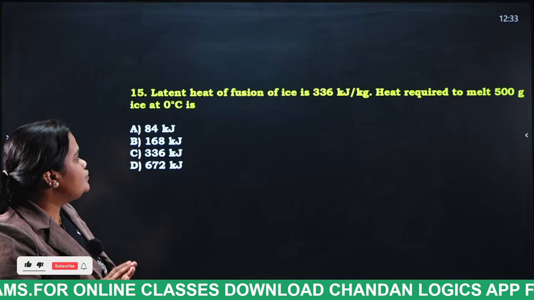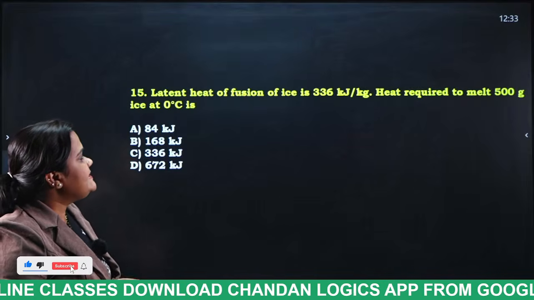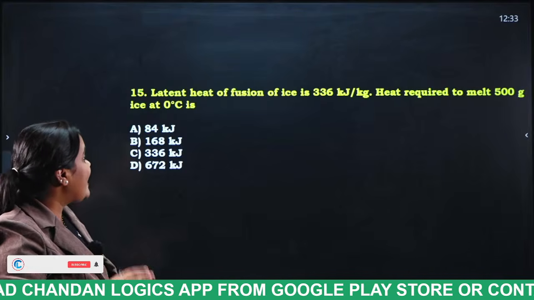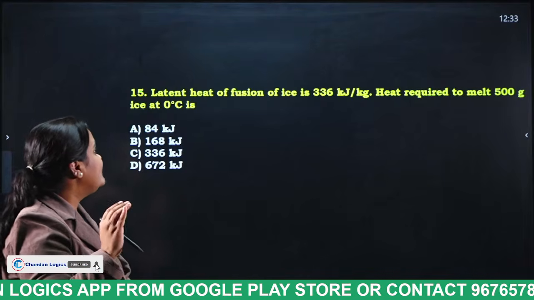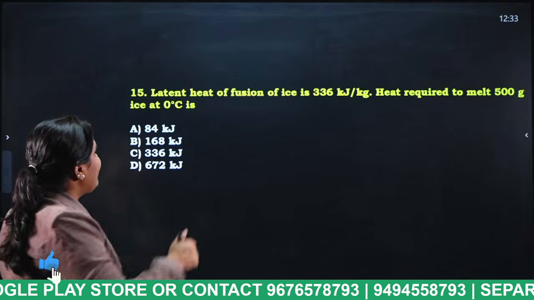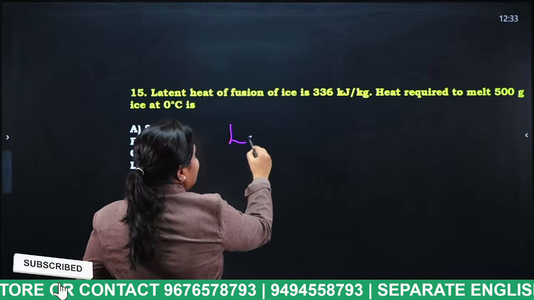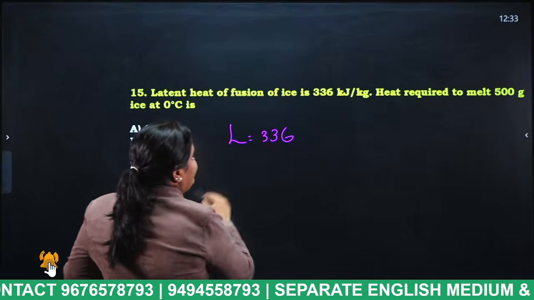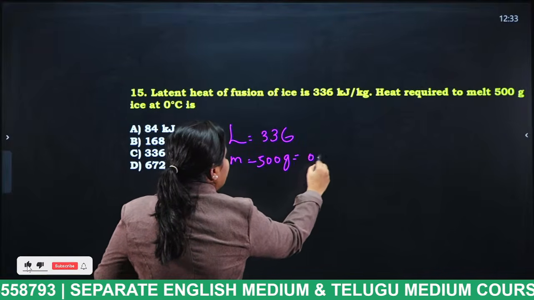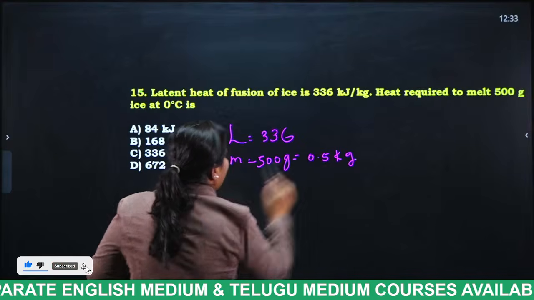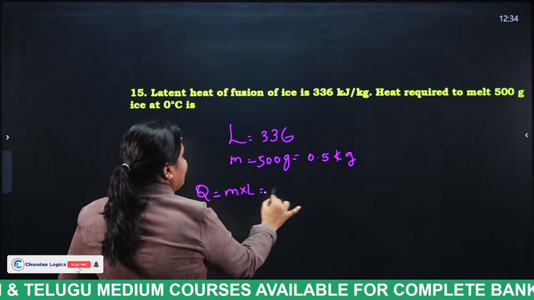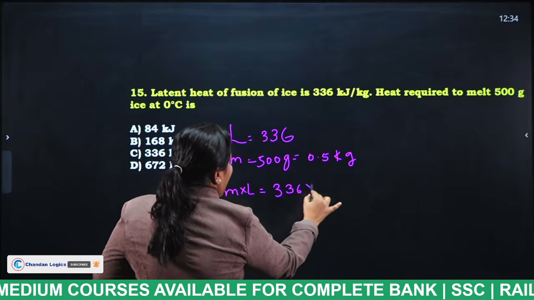Latent heat of fusion of ice is 336 kilojoules per kg. Heat required to melt 500 grams of ice at 0 degrees centigrade is? What are the given values, students? Latent heat of fusion is 336 and the mass is 500 grams. We have to convert this 500 grams into kgs, so you will get 0.5 kg, and heat required here is equal to M into L, that is 336 into 0.5.